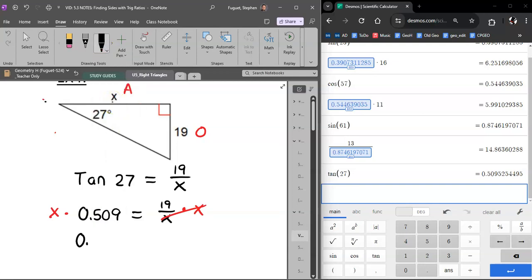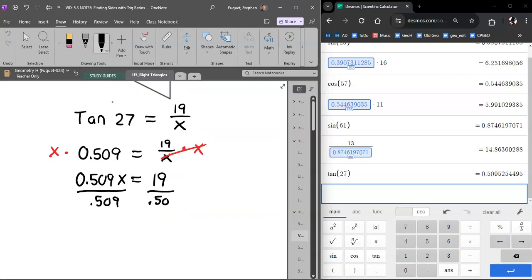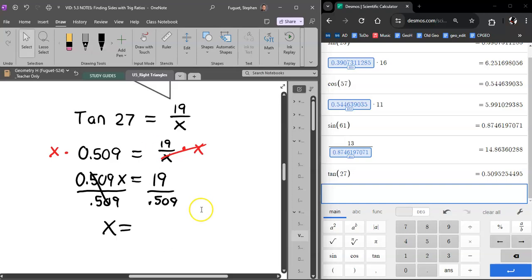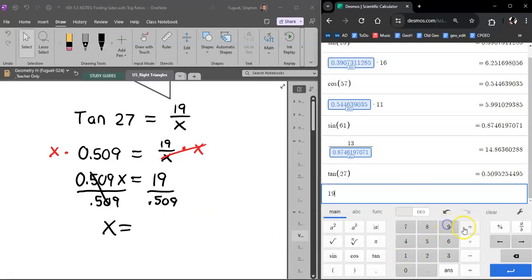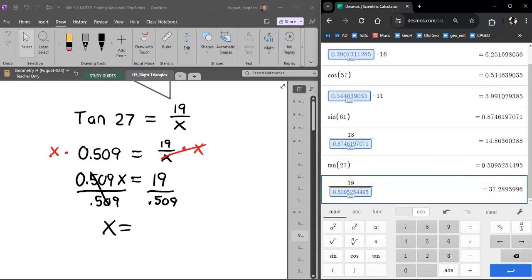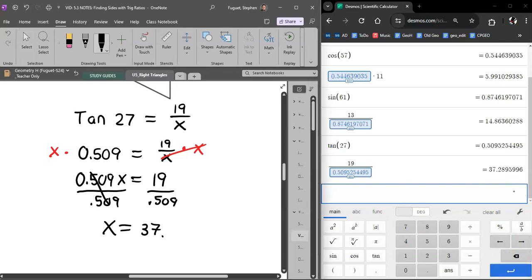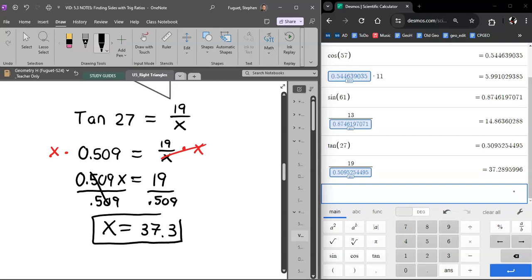On this side, we're going to get 0.509x equals 19. And for that last and final step with these problems, we have to divide by that decimal, that 0.509 or that tangent of 27. So in my calculator, we'll finish that up by doing 19 divided by. I can press that answer button to copy my previous result. And we get an answer to the nearest tenth of 37.3 as our missing side.